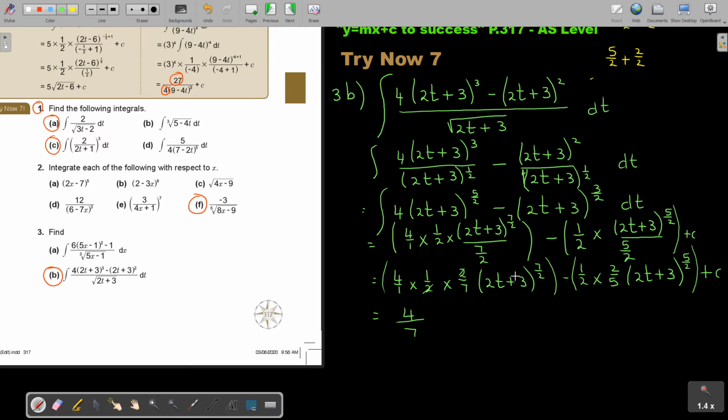So it's 4/7. Now I can leave it like that, the bracket, or if I want, I can just say it's a root now, and it's to the 7. So it's 2t plus 3 to the power of 7, and it's a square root. Okay, minus, the 2's cancel, so it's just over 5. And again, I can put it in a root, and it's 2t plus 3 to the power of 5. And then it's plus c. And that will be my final answer.